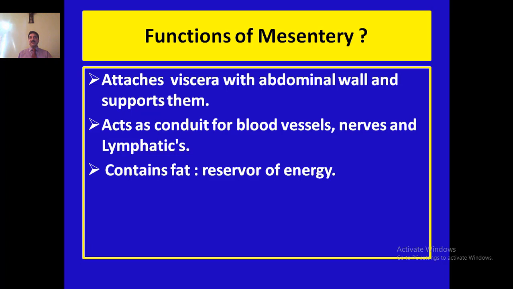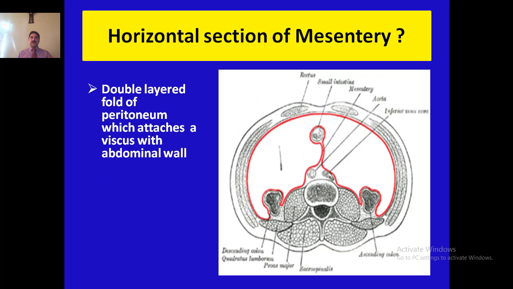Let us go to the functions of the mesentery. This double-layered fold of the peritoneum attaches viscera with the abdominal wall and supports them. It acts as a conduit for blood vessels, nerves, and lymphatics. It also contains a variable amount of fat which acts as a reservoir of energy. If we take a horizontal section of the mesentery, it appears as a double-layered fold of the peritoneum which attaches a viscus with the abdominal wall.